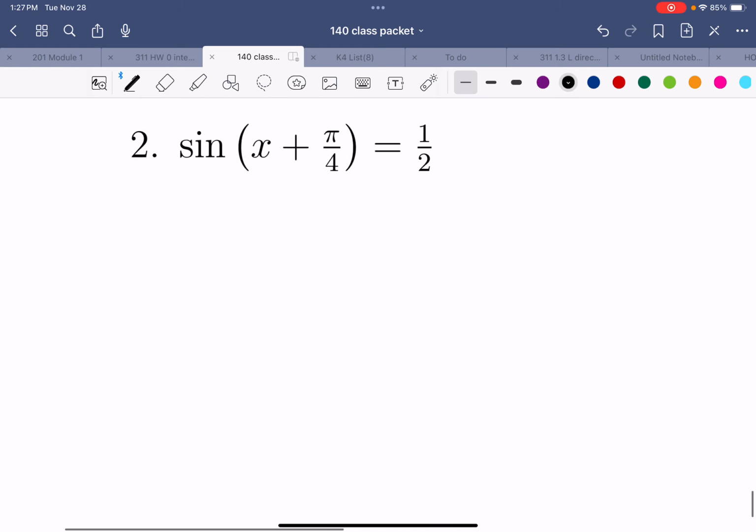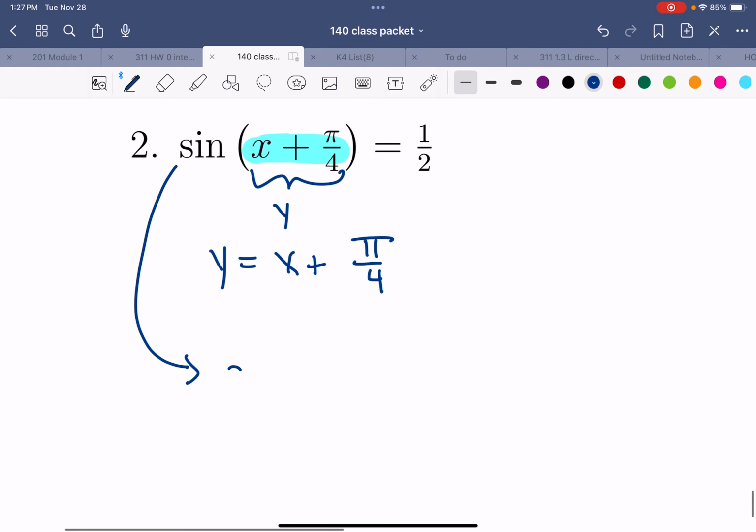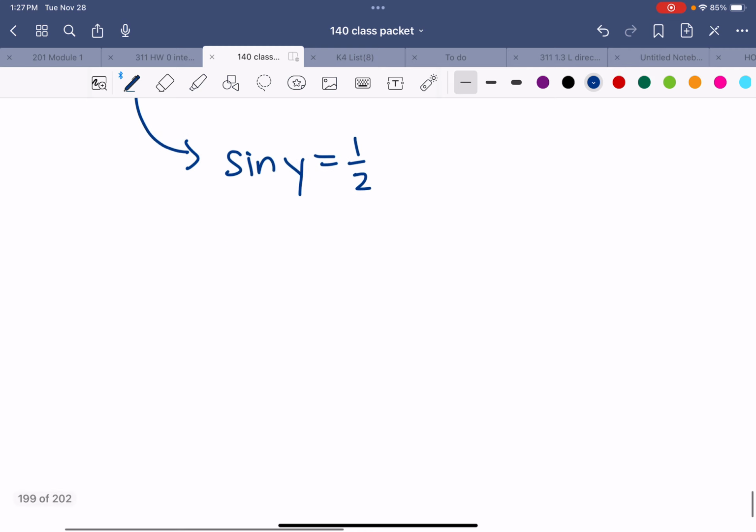Number 2. Okay, so when we have something other than an x sitting inside our trig function, we're going to substitute that out. So we're going to make this equal to y. So I'm going to let y equal x plus pi over 4. And that means that now I'm working with sine of y equals 1/2. Now this is one we've done a couple of times in the various videos.